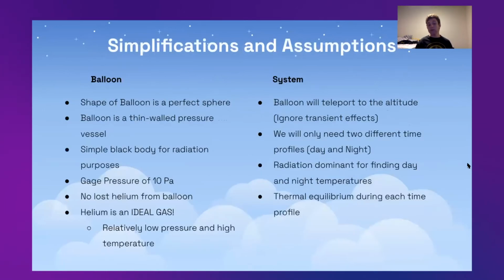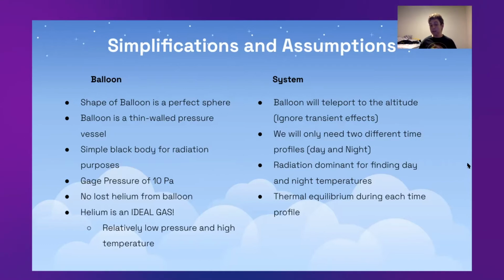We split our simplifications into two different groups, the balloon and the whole system. For the balloon, we assumed that the shape was a perfect sphere, it was a thin-walled pressure vessel, and that it was a simple black body. We also had to assume that the gauge pressure was 10 pascals, and lastly, that the helium was not lost from the balloon and it acted as an ideal gas.